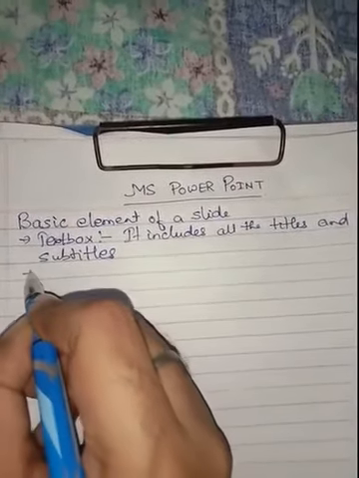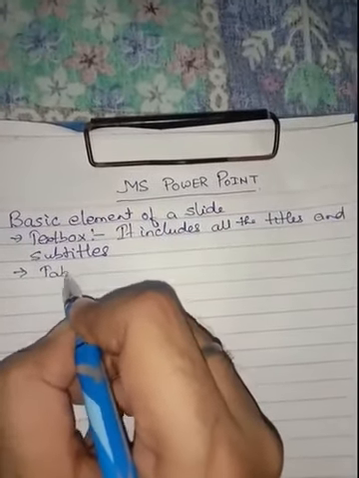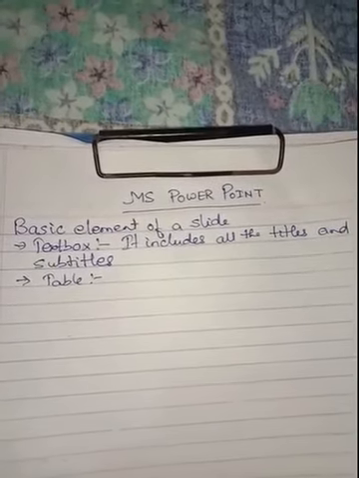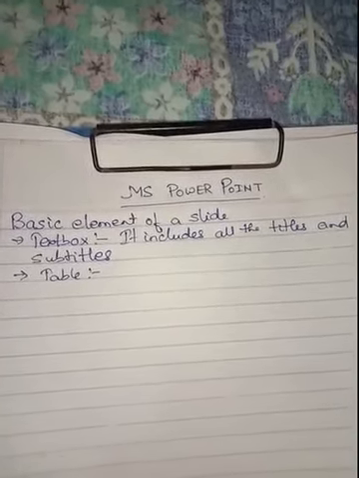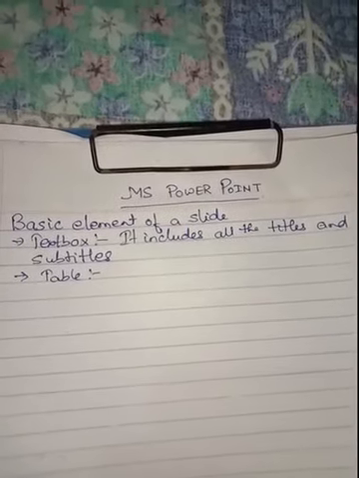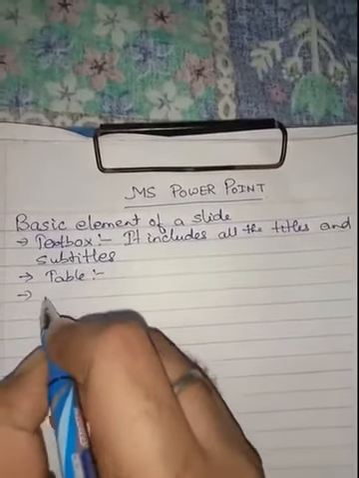The next basic element that we are going to discuss is the table. So what is a table? We can say a table is a combination of rows and columns. A slide can contain a table with a specific number of rows and columns. The number of rows and columns that can be entered in the table depends on the user's choice.